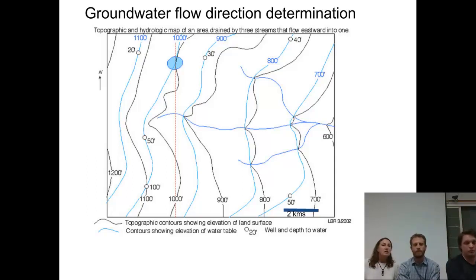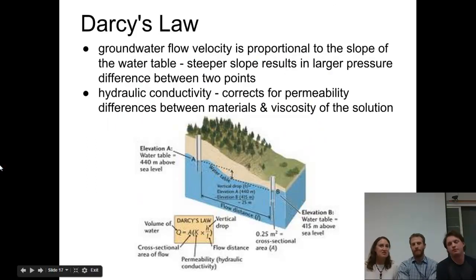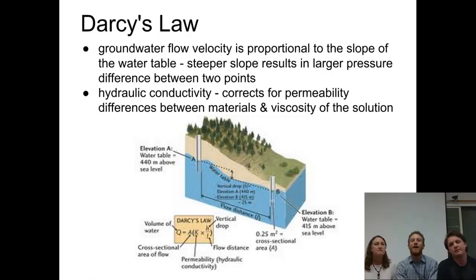Okay. All right, cool. So now we're going to take a look at a little bit more complex view of this, and that's Darcy's Law. What does Darcy's Law help us to do here? So basically, if we look at the flow velocity, it's going to be related to the slope of the water table. So the steeper the slope, the larger the pressure difference between 2 points.